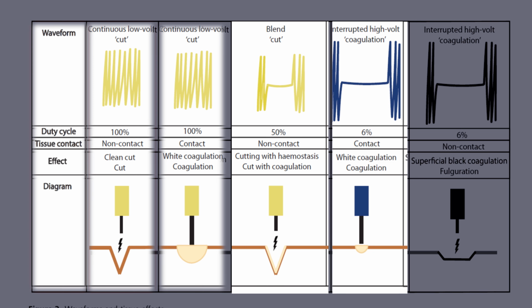I came to the slide where I need to compare using the interrupted high voltage coagulation mode. When the active electrode comes in contact, it will produce white coagulation or desiccation. Here, as I mentioned before, the desiccation or coagulation will be less in depth in comparison with the desiccation or coagulation produced when I am using the cutting mode.